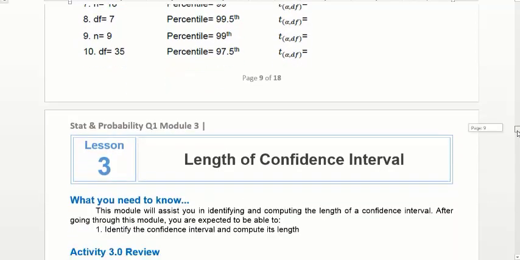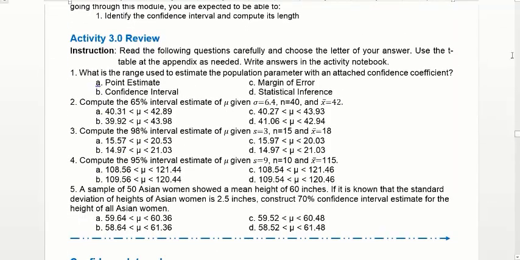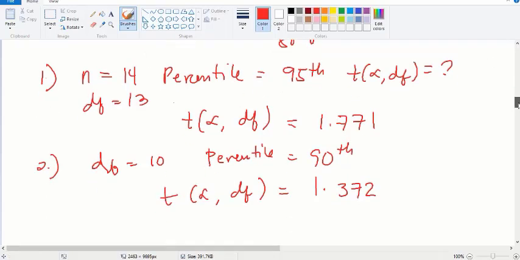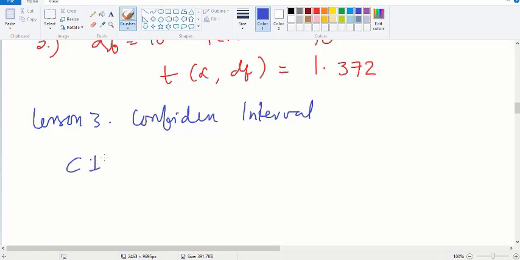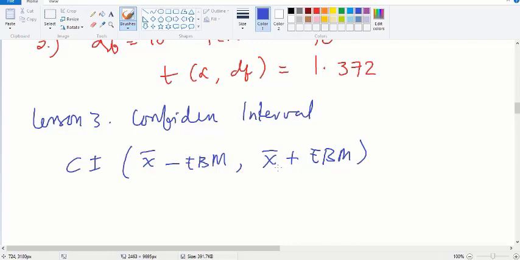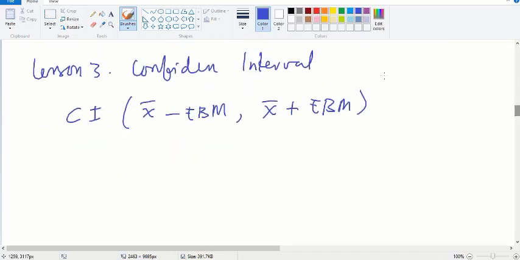Next, we have the length of the confidence interval. There is something we call a confidence interval. I will just go down here. Okay, lesson 3. The confidence interval is actually the lowest limit and then the highest limit. Teacher, what is EBM? Okay, relax. We are going to talk about that in a while. It actually means the margin of error. And if you read your modules, you would know the meaning of margin of error.